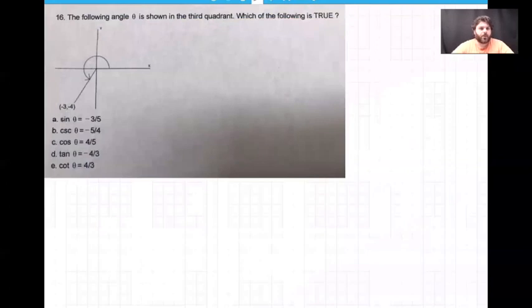All right, the following angle theta is shown in the third quadrant. Which of the following is true? All right, so it looks like we're at the coordinate -3, -4. So here's our triangle. This is -3, this is -4.